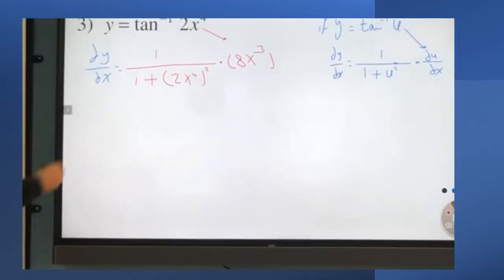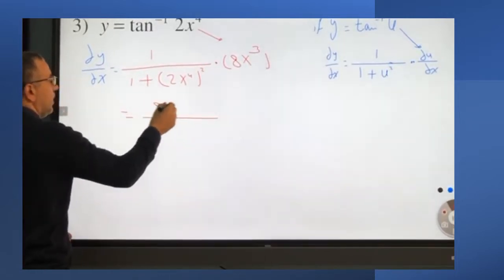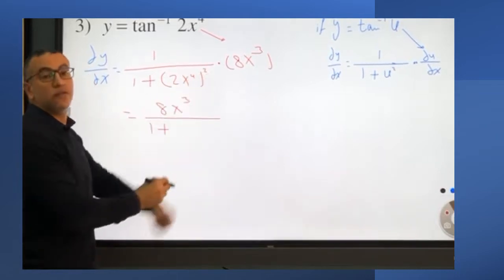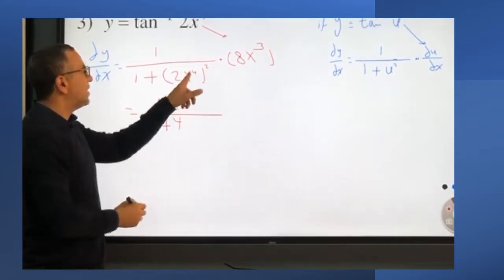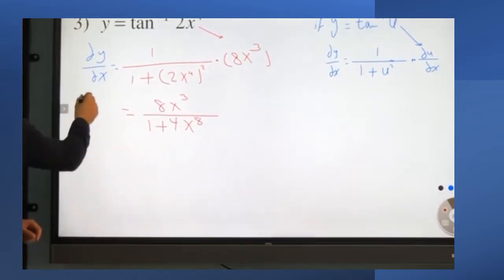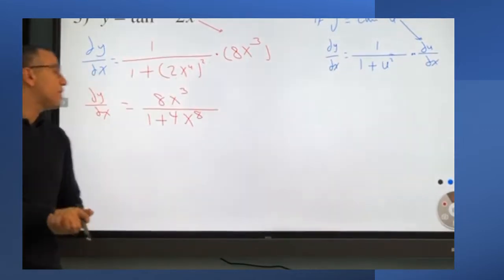Now I need to simplify it. So multiply 8x power 3 by 1. So 8x power 3 divided by 1 plus 2 to the power of 2 is 4, and x power 4 all power 2 is x power 8. So the final answer for the derivative with respect to x is 8x power 3 over 1 plus 4x to the power of 8.